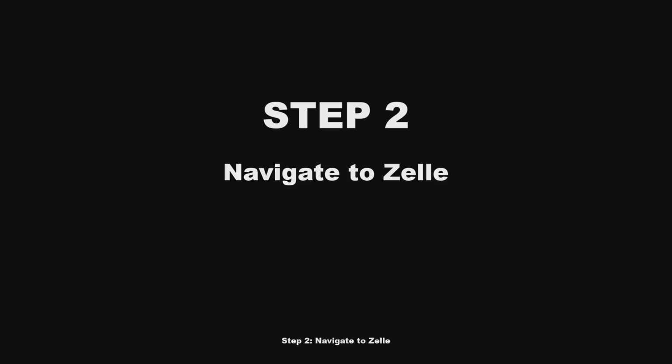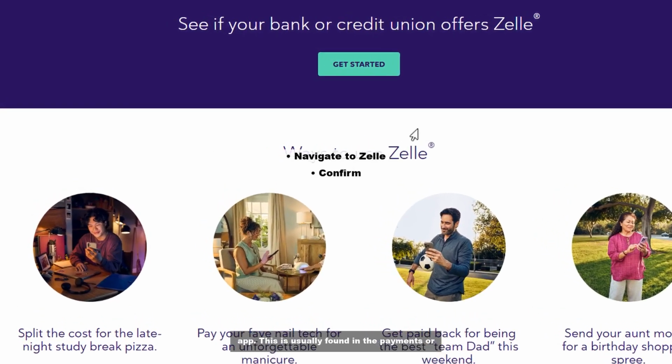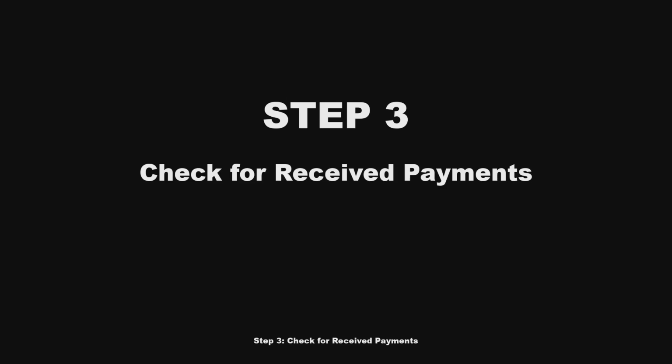Step 2. Navigate to Zelle. Look for the Zelle option within your banking app. This is usually found in the Payments or Transfers section. Tap on it to proceed.